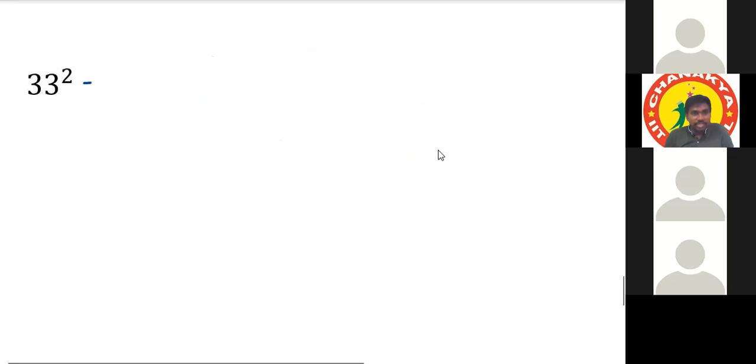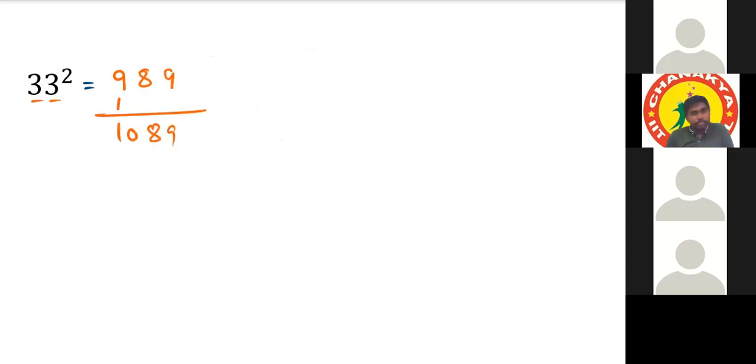Then we have to deal with 9s. So first is 9, 9. Then 9 plus 9 is 18. Now 2 times is over, right? Then again 9. After balancing, your answer is 1089.